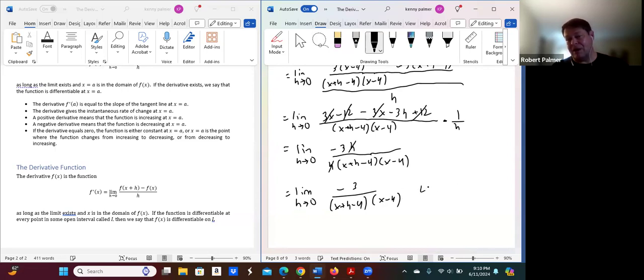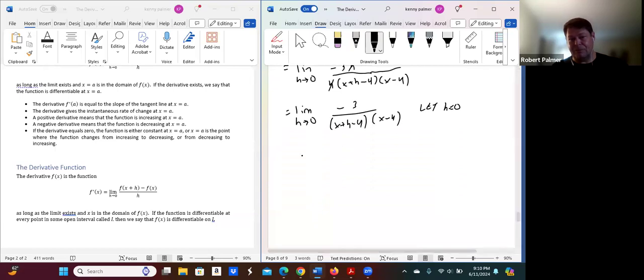Once again, take the limit: let h equal 0, or go to 0. This is going to be negative 3 over x minus 4 times x minus 4, or negative 3 over x minus 4 squared. And that is our derivative as a function.